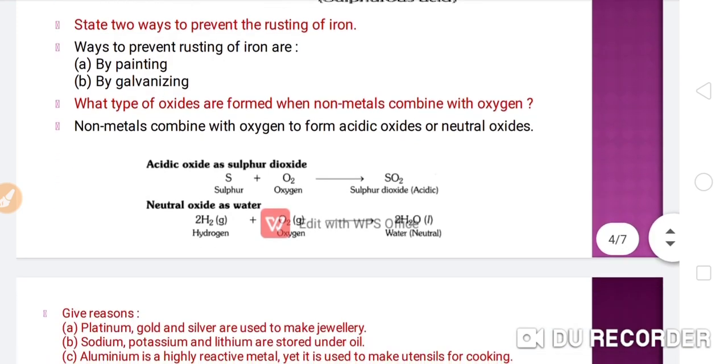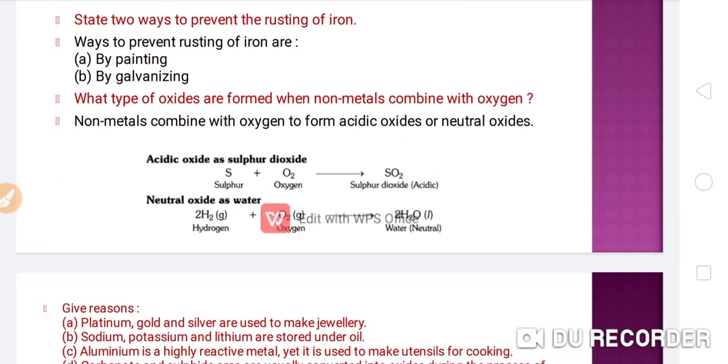Okay, now next question, what type of oxides are formed when non-metals combine with oxygen? And suppose here will be the metal. So the metal when reacting with the oxygen will form basic oxides. Why are these the basic oxides? Because the basic oxides when reacting with water will convert into a base. Similarly, non-metals are forming acidic oxides.